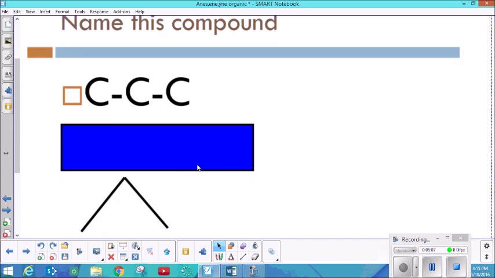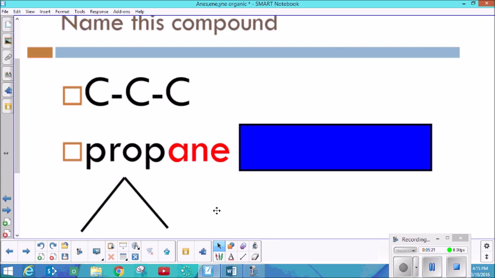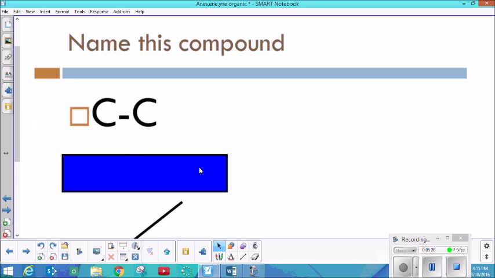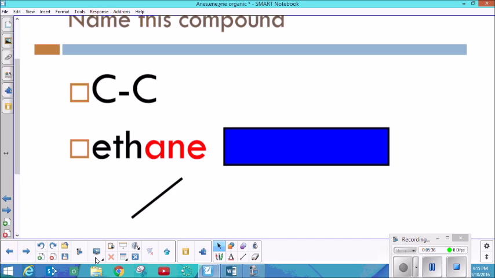Name this carbon compound. Count the carbons. 1, 2, 3. This also is the same. 1, 2, 3. That makes this propane. Name this carbon compound. 2 carbons. This is the same thing. One side, two side. It's just the pokey ends. So this is ethane.